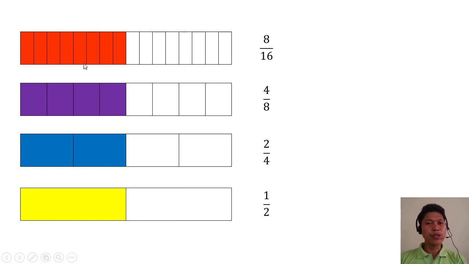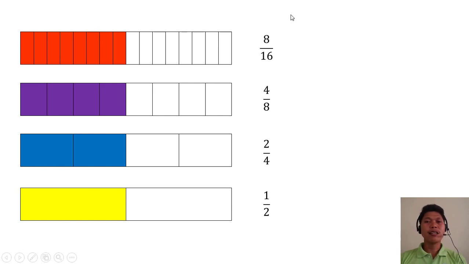Ano mo sasabi nyo tungkol sa mga fractions na ito? Okay? I'm sure napansin niyo, they are named differently. We have 8/16, 4/8, 2/4, and 1/2. However, they are just naming the same amount. Kung titingnan niyo base dito sa mga shaded parts, magkasing laki lang ang mga fractions na to. Therefore, we can say that 8/16, 4/8 is equal to 2/4 and is equal to 1/2.